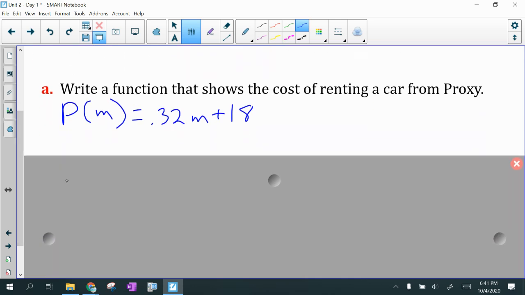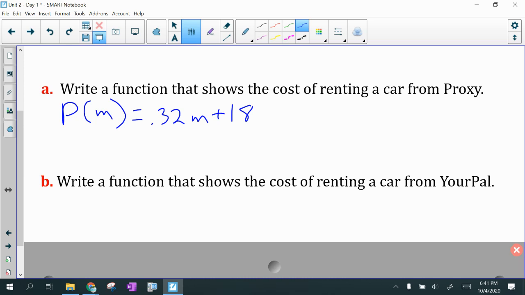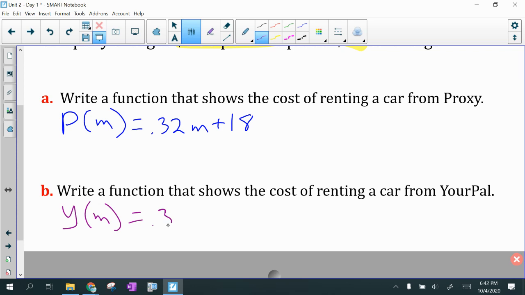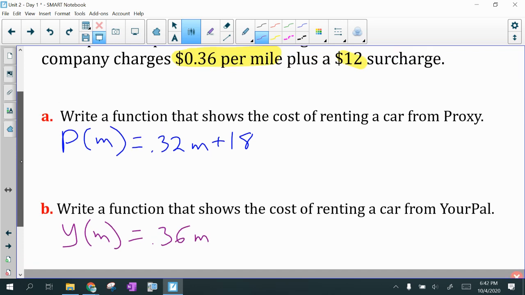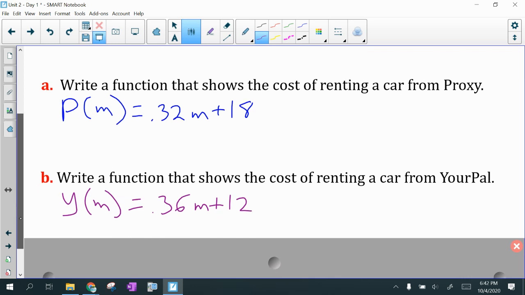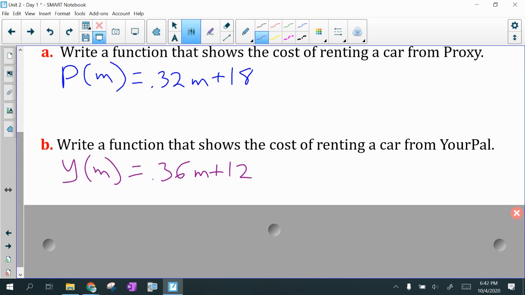Let's move down, and we're going to say, looking for a function that shows the cost of renting a car from Your Pal. Okay, let's do it here. We're going to say Your Pal, so I'm going to say Y of M. And let's go back up to the cost. It says 36 cents per mile, so 36 times m plus a $12 surcharge. Okay, cool on that. So I've now got my two functions.